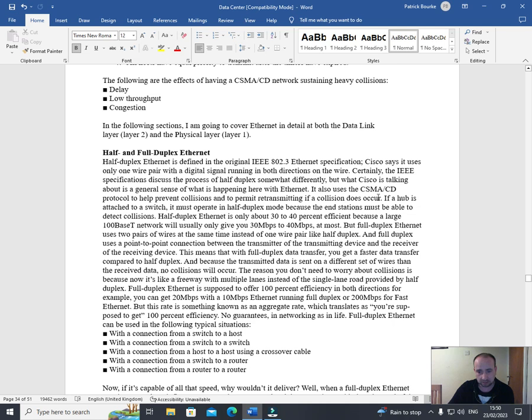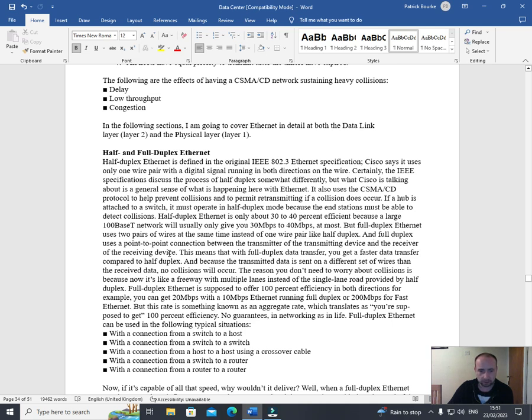It also uses the CSMA/CD protocol to help prevent collisions and to permit retransmitting. If a hub is attached to a switch, it must operate in half-duplex mode because the end stations must be able to detect collisions. Half-duplex Ethernet is only about 30 to 40% efficient because a large 100BaseTX network will usually give you 30 to 40 megabits at most, but full-duplex Ethernet uses two pairs of wires at the same time instead of one wire pair like half-duplex.